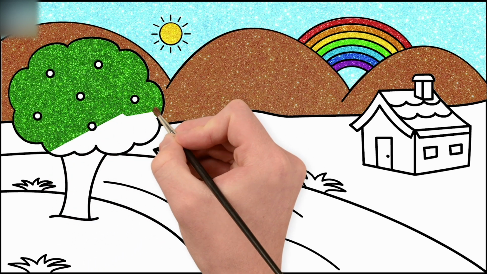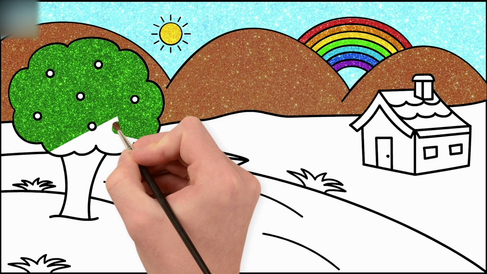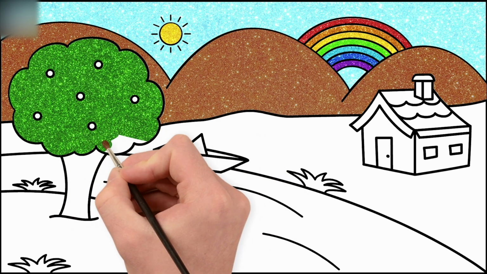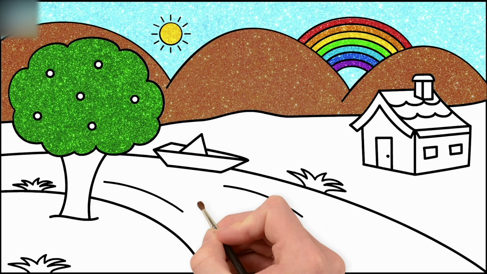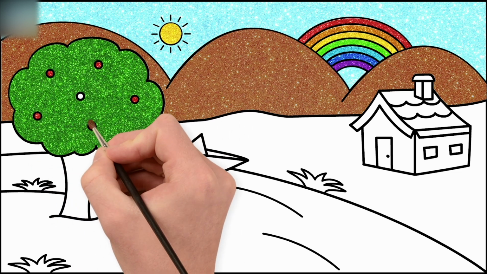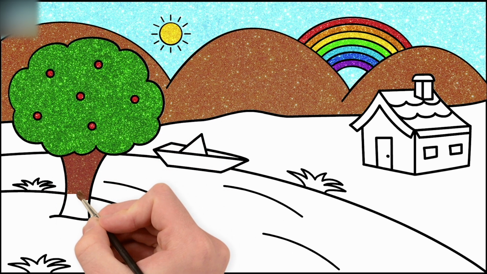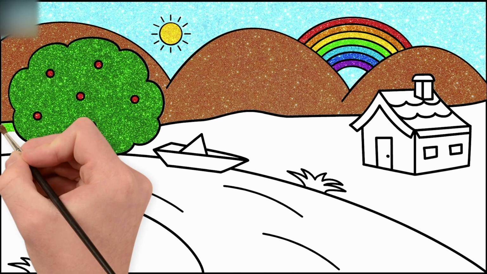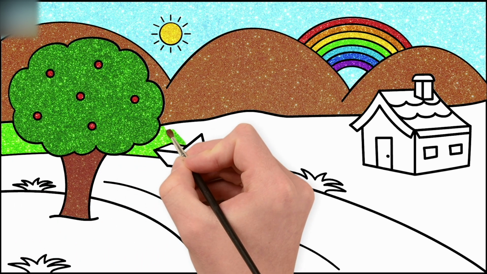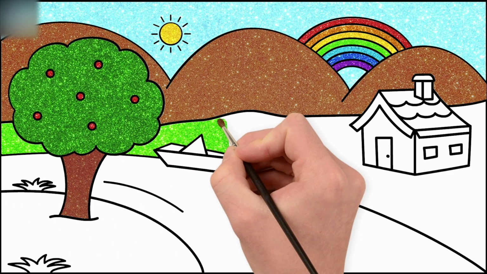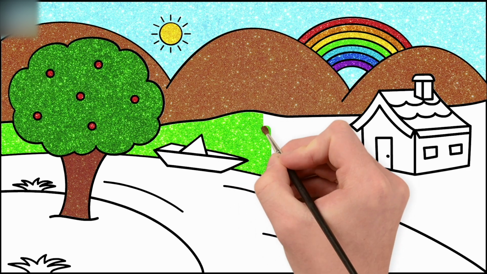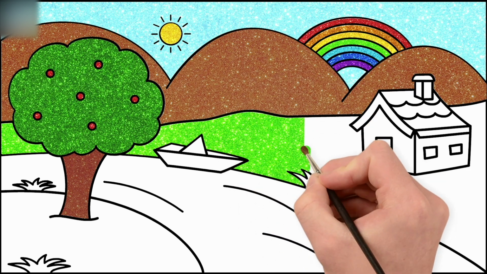Well, I would love to live in a house like this, wouldn't you? With a rainbow and the sun is shining and there's a river. I've got my very own boat. Red fruit. What do you think it could be? Apples? Fantastic. A brown tree trunk. Let's go for a lighter green for the grass behind the river. That's a great contrast to the brown mountains, so we've got lots of brown and green.